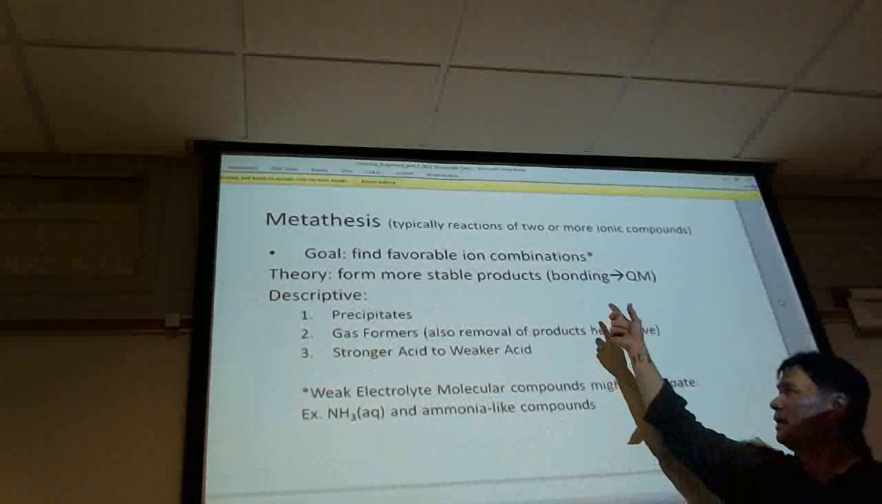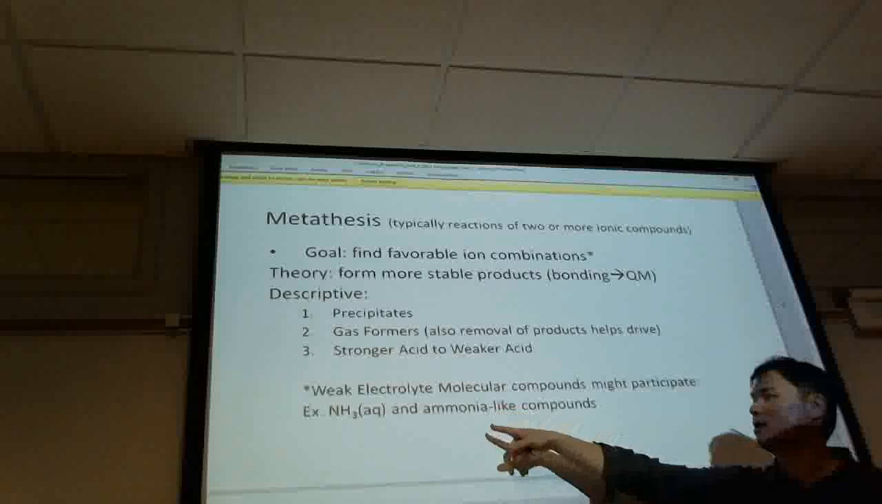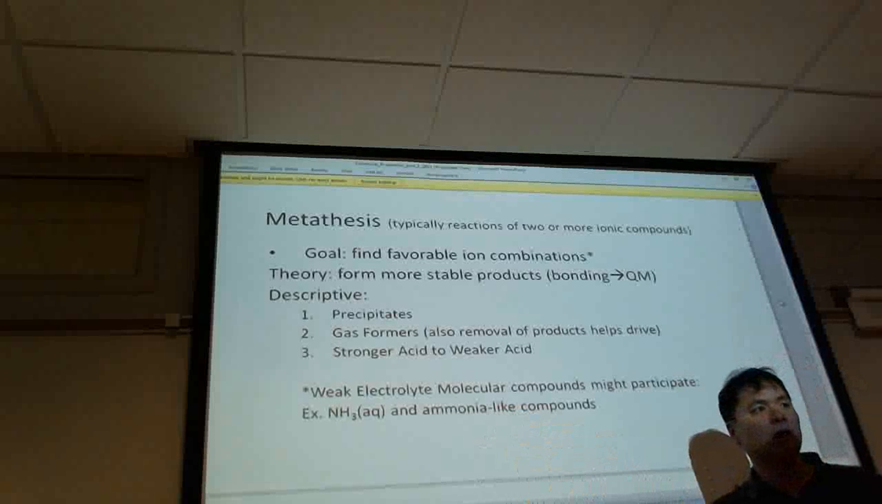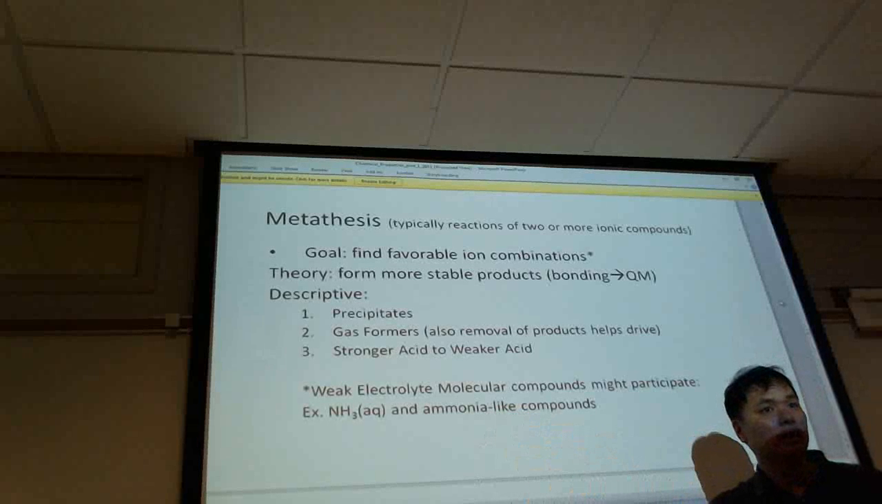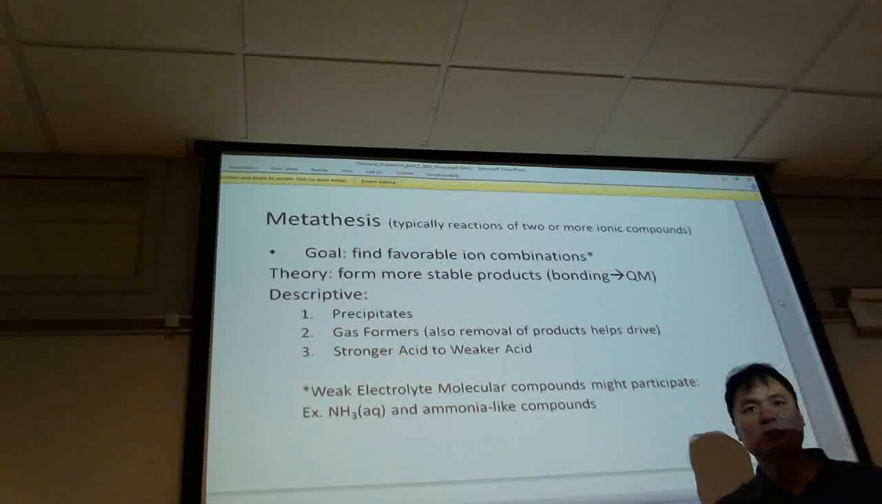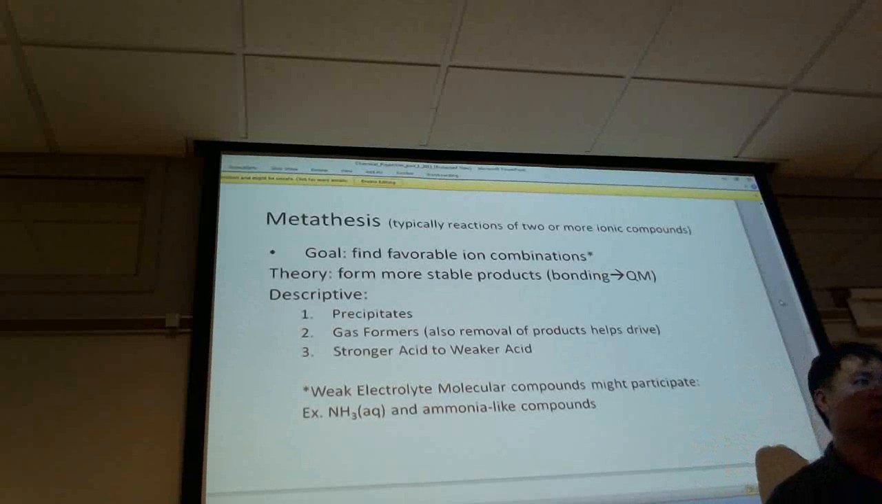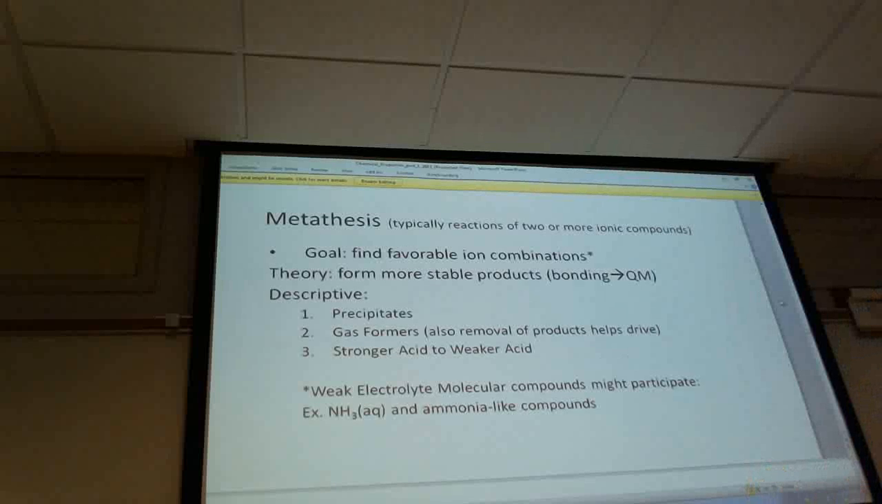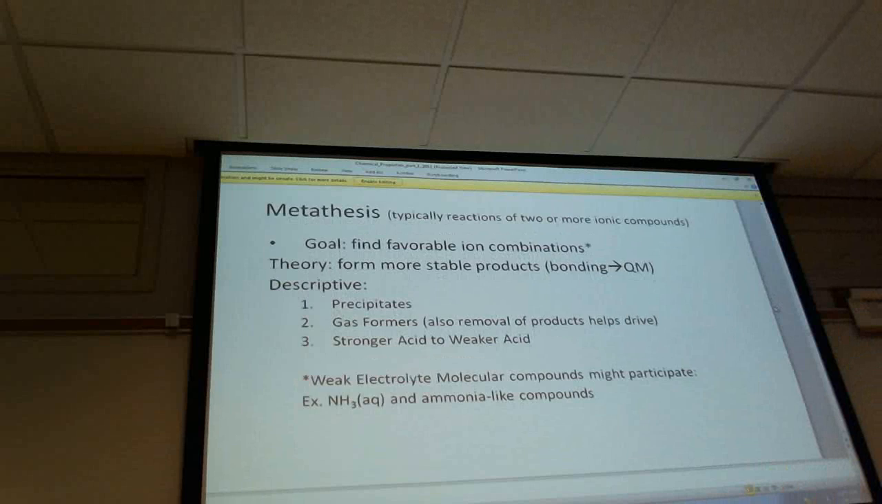which also participate in metathesis reactions because ammonia and the amines are weak bases which partially hydrolyze water to form hydroxide and ammonium. And so the ammonium ions and the hydroxide ions can participate in metathesis reactions.